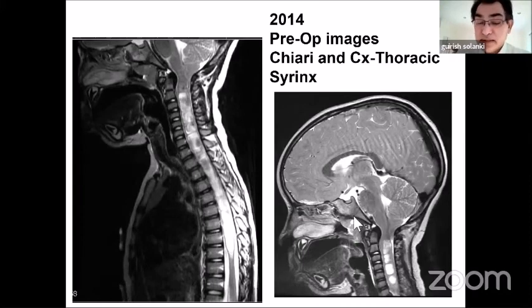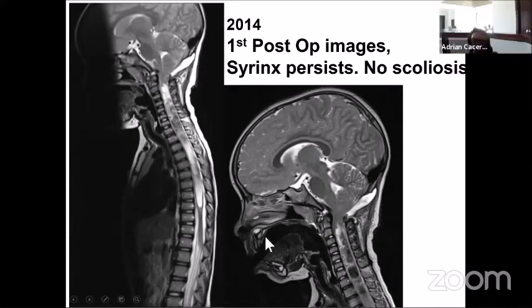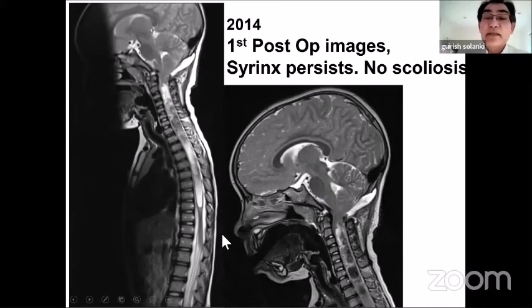But in fact, my colleagues decided to do a foramen magnum decompression. So these are the first post-op images. You can see an adequate foramen magnum decompression was carried out. And you'd imagine that the situation would get better, but in fact, there was more cervicomedullary descent of the cerebellum and tonsils. And the syrinx only got worse and extended.